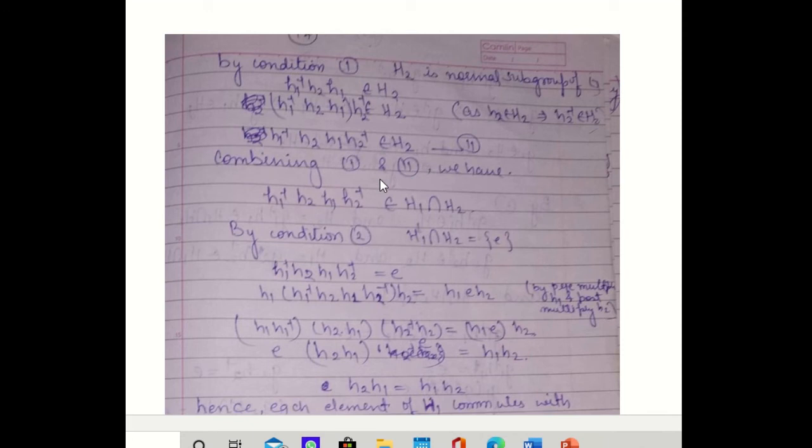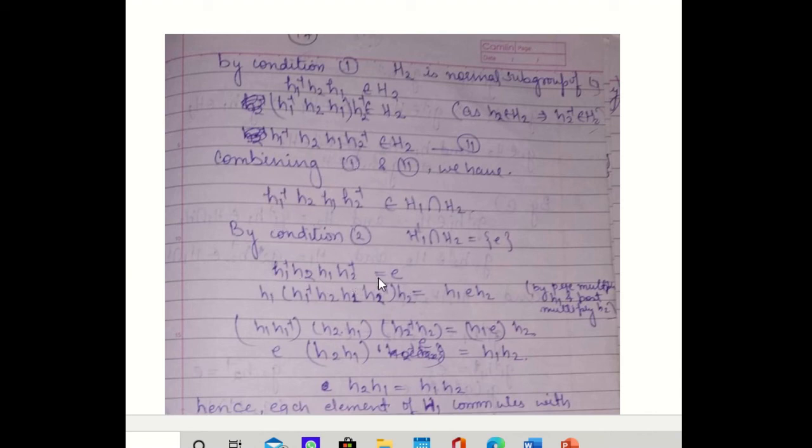Combining 1 and 2, we have shown that h1 inverse h2 h1 into h2 inverse belongs to H1 intersection H2. But we know that the only element common in both H1 and H2 is identity. So this element must be equal to identity.